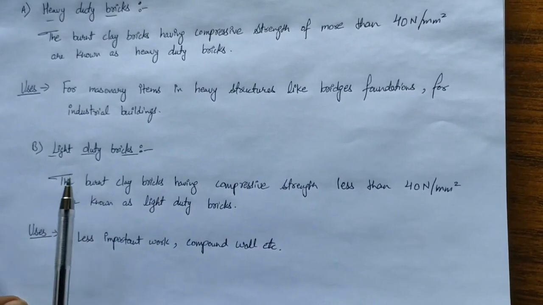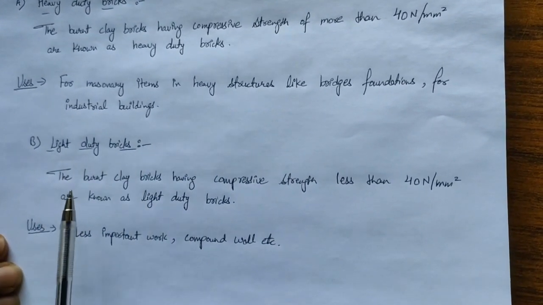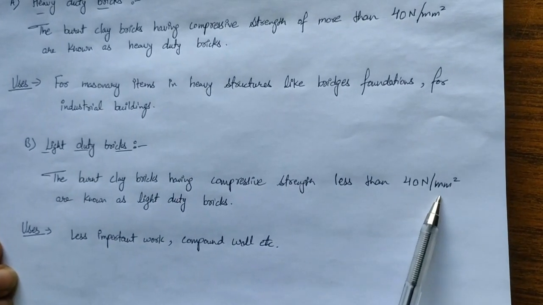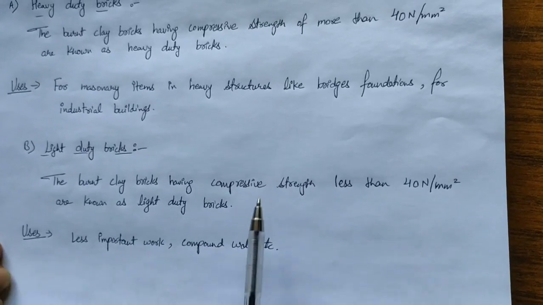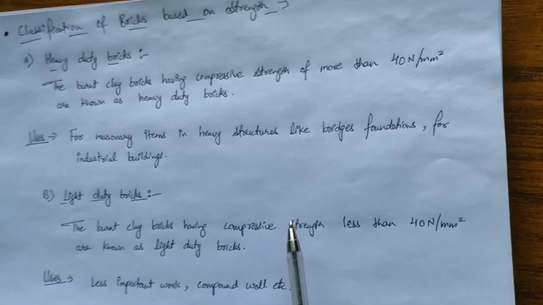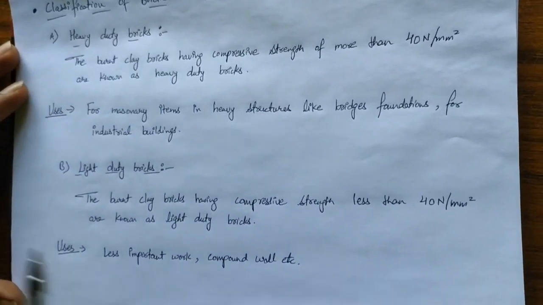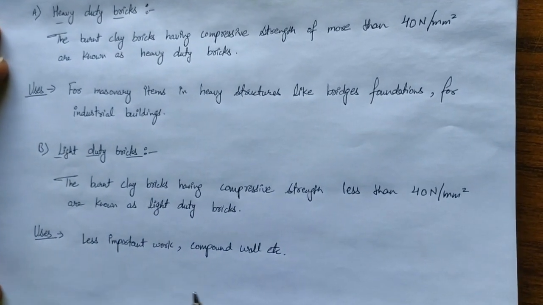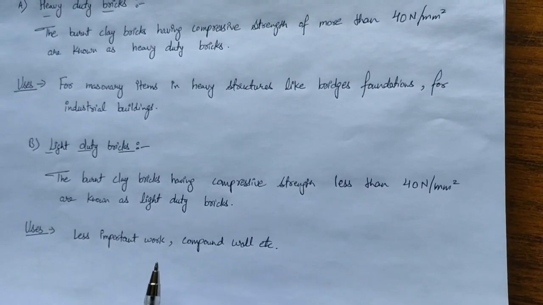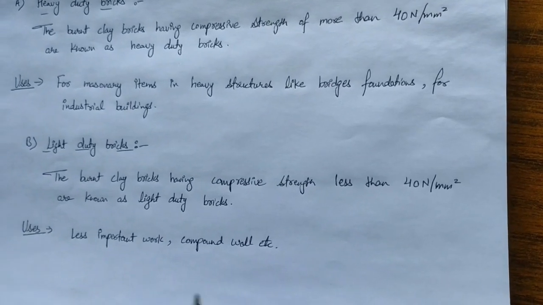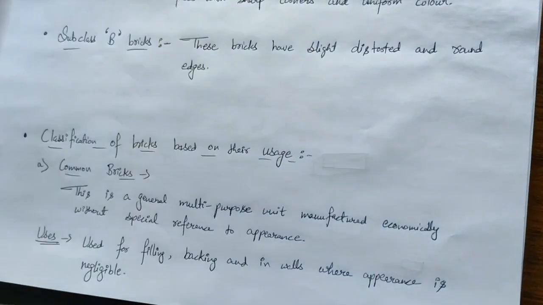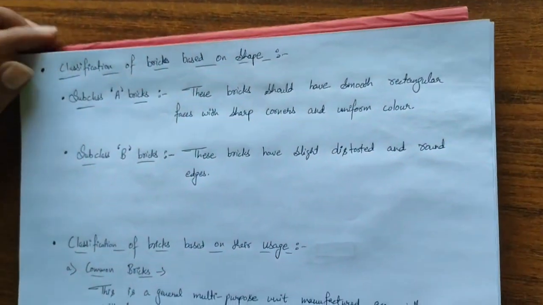The second classification is light duty bricks. The burnt clay bricks having compressive strength less than 40 Newton per mm square are known as light duty bricks. So if the compressive strength is more than 40 Newton per mm square, it is heavy duty brick, and if it is less than 40 Newton, these are light duty bricks. What are the uses of light duty bricks? They are used for less important works, like compound walls, etc., where the load factor is not an important aspect. So let's move further.